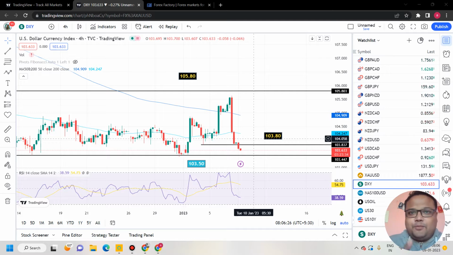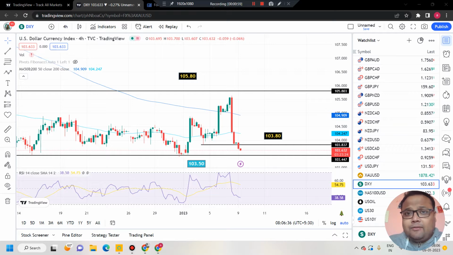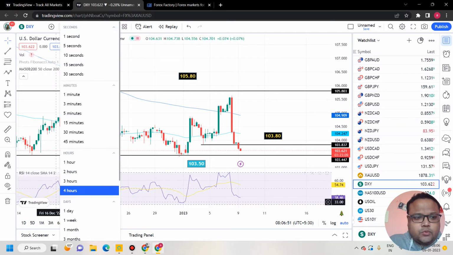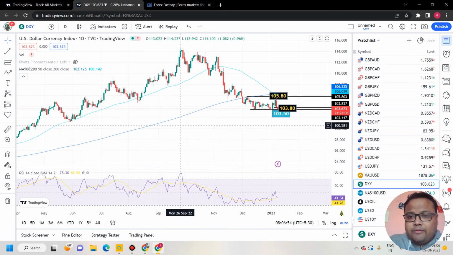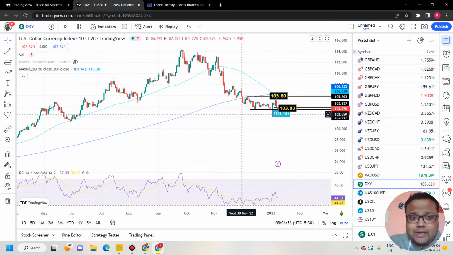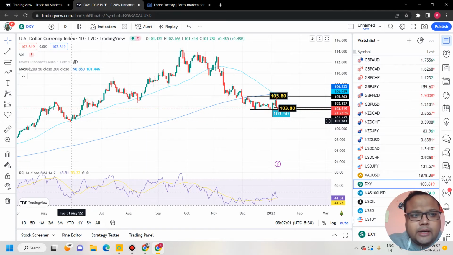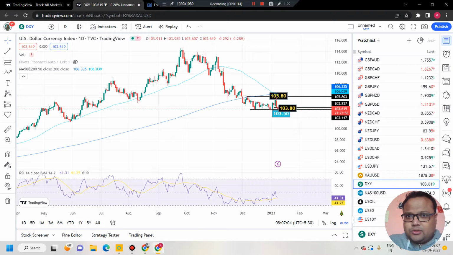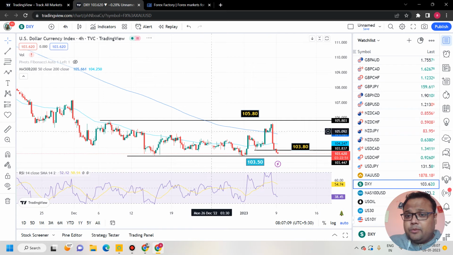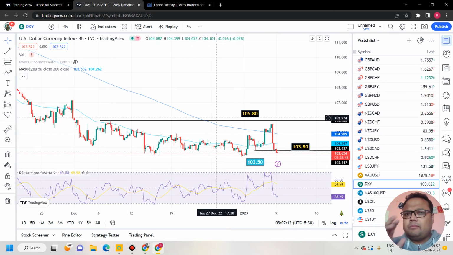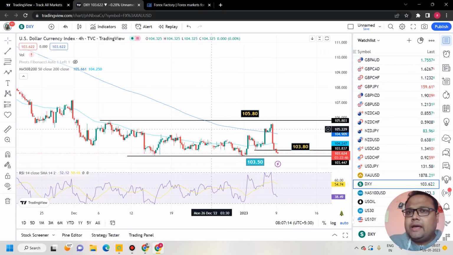So DXY is approaching the next support of 103.50, and this is the last support for DXY. If DXY breaks this support level, then things will be very critical, because on the higher time frame we do not have any immediate support for DXY. If DXY breaks 103.50, then it may be heading towards the next support around 101.20. So things will be very difficult. DXY will try to take support around 103.50. So let's wait and watch. Our main focus should be on DXY as of now.